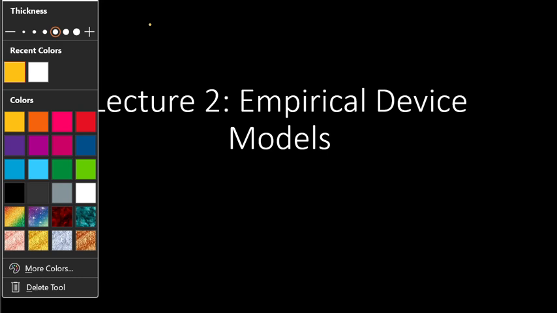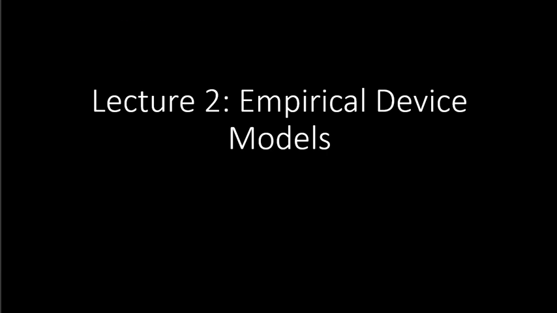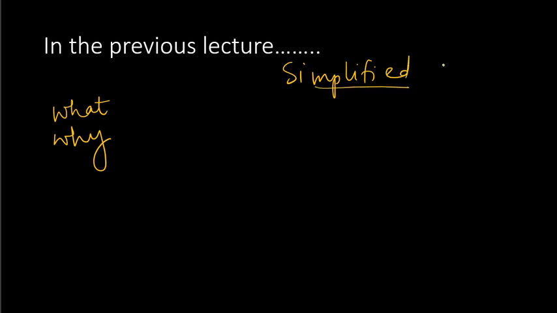So today's lecture would be on empirical device models. In the previous lecture we discussed what a model was, why we use models instead of dealing directly with physical devices. We learned that a model is a simplified representation of reality, and that choosing the right model is essential to engineering skill.